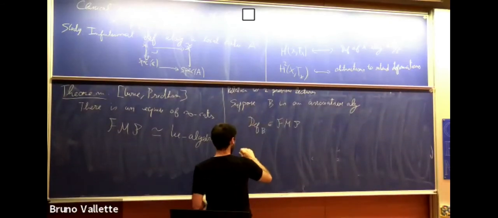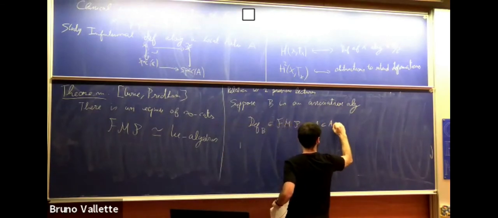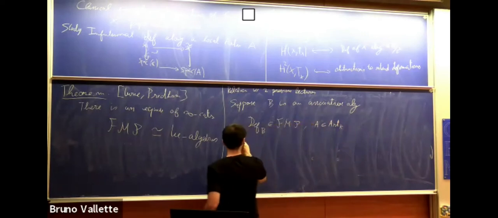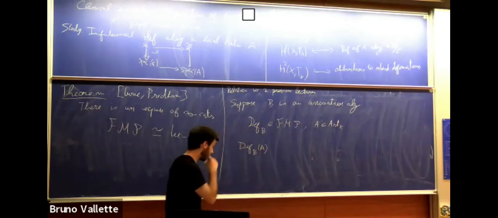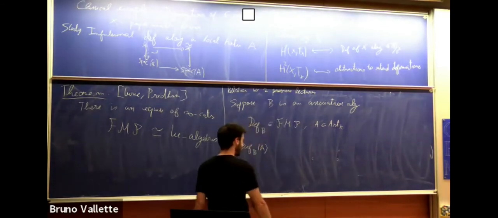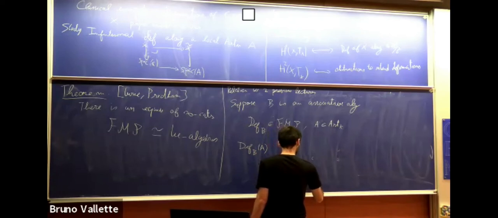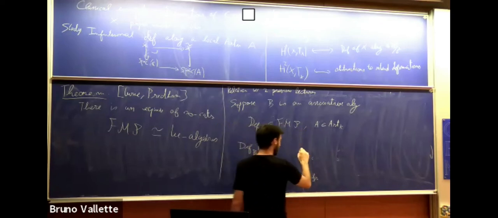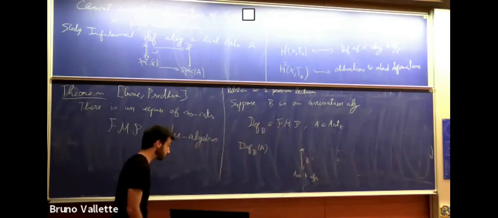And deformations of, so A in Art K, I define the deformations of B evaluated at the algebra A as the following pullback. So first I have B that lives in the category of associative, say, K algebras. So B is a point here. So I see B as a point there.